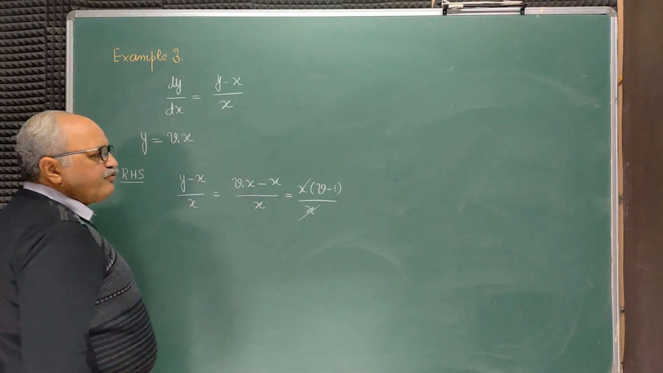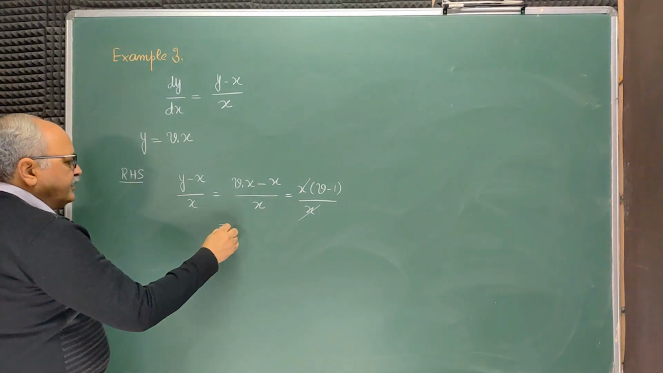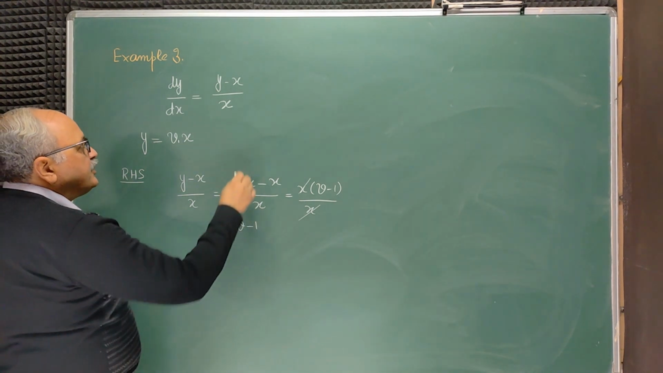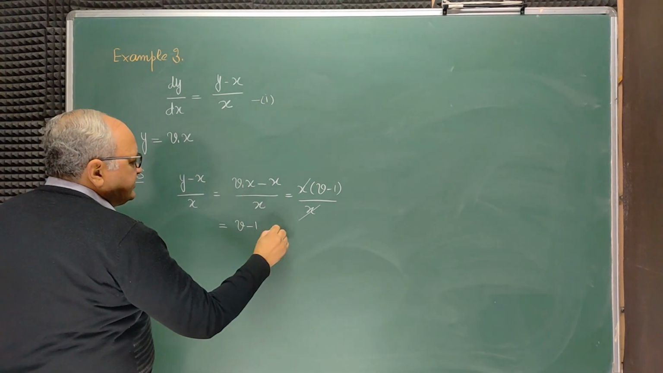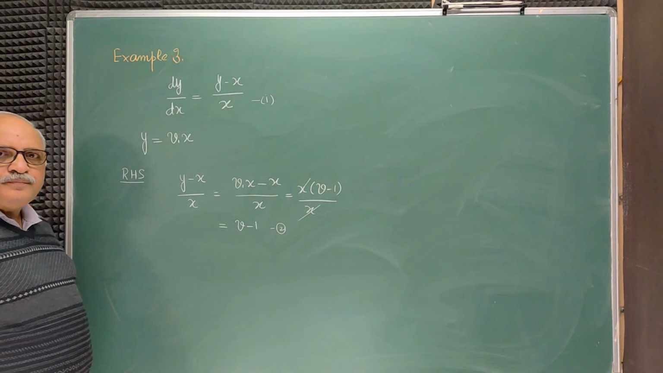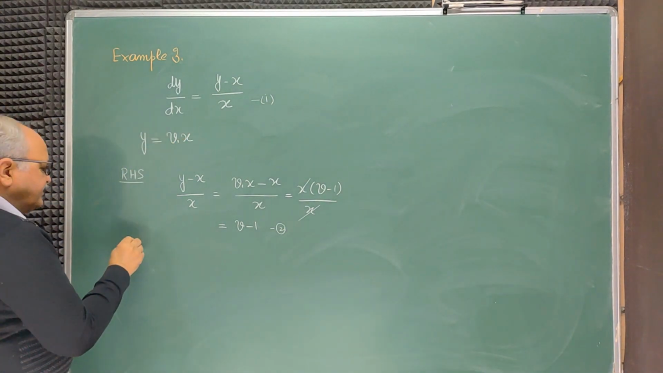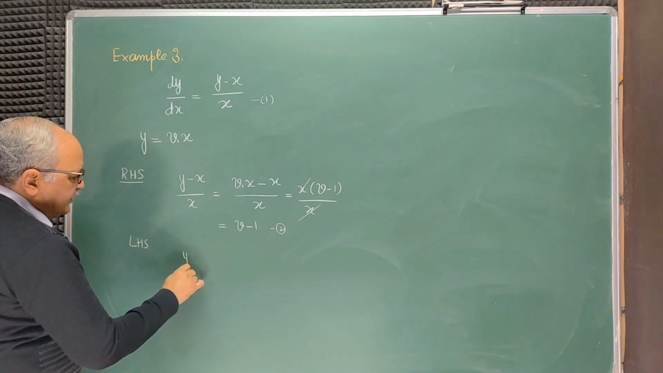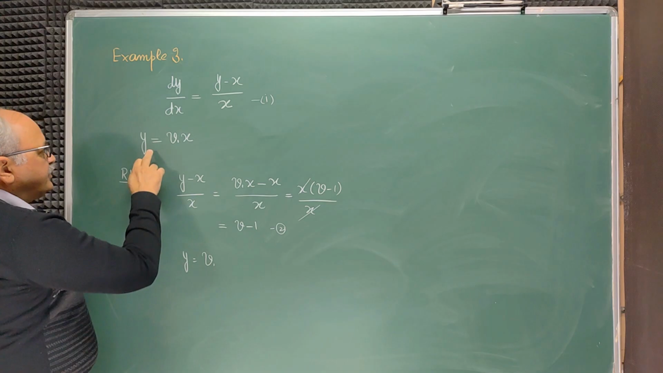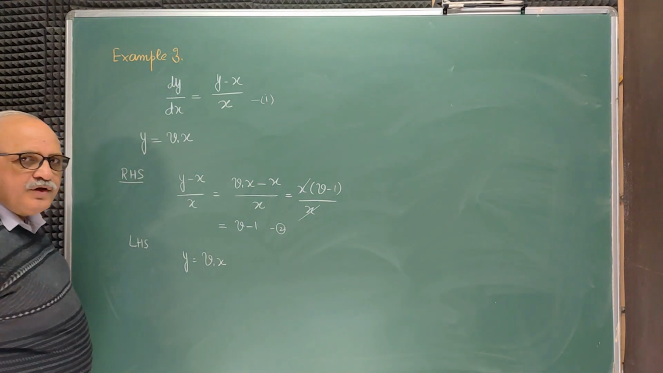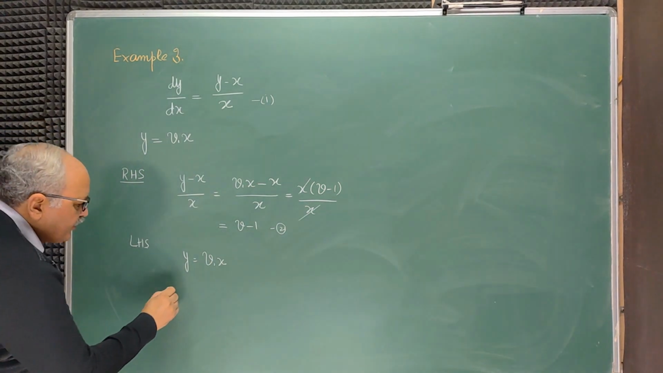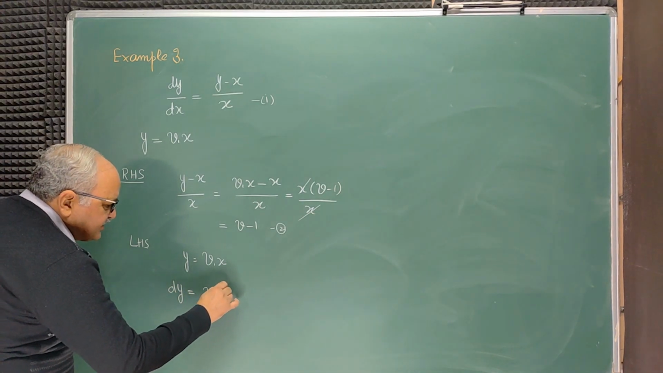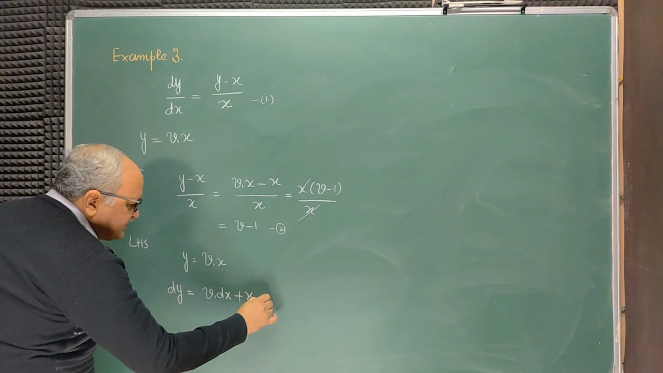So x will be out from the scene, and we get my right hand side as v minus 1. Let me say this is equation 1 and this is equation number 2. Now let's take the left hand side. We have our substitution as y equals vx. So let's differentiate this. This will be equal to dy, v as it is, dx plus x as it is, dv.